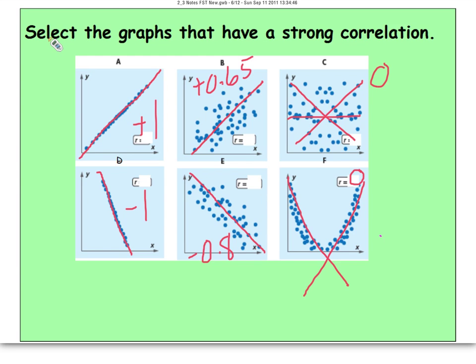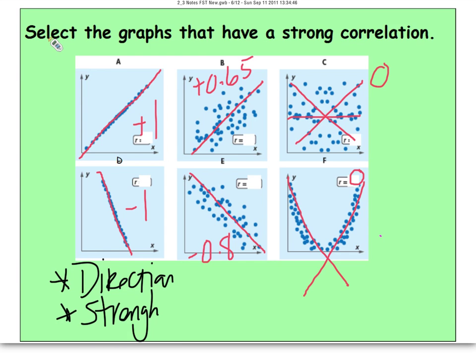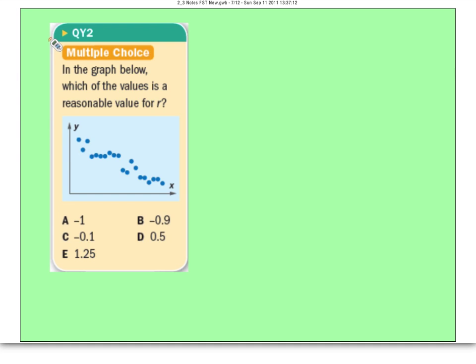So if you were asked to describe the correlation in context for the data, here's the thing you have to talk about. You must talk about the direction, and you must talk about the strength of it. So let's say that you were doing a problem and it kicked back this correlation. You would have to say it has a very strong negative correlation.